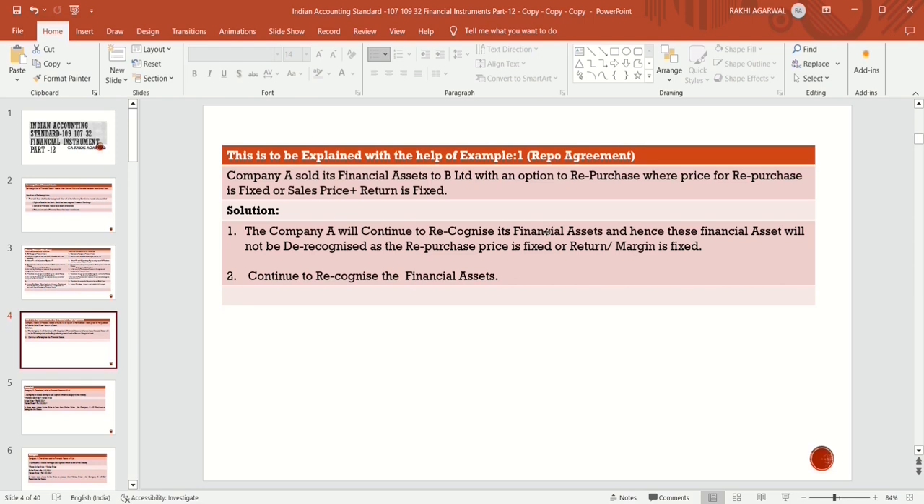In that case it will continue to be recognized as a financial asset, with no need to de-recognize and again recognize such financial asset.